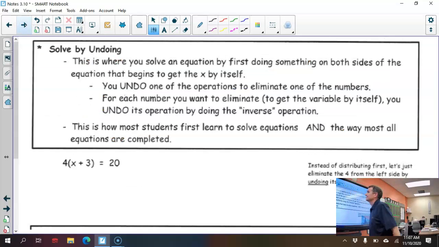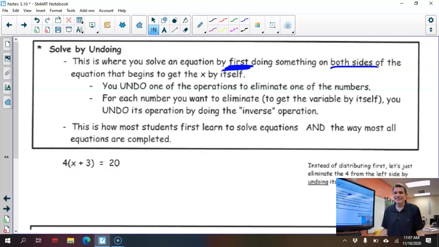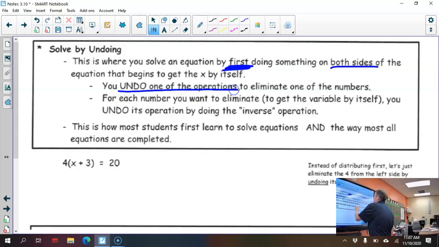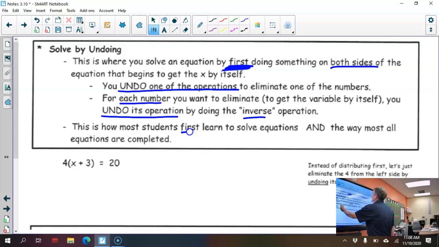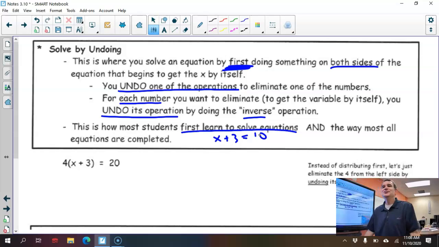The next method is called undoing. Now, this is the way most students learn to solve the most basic problems. This is where you solve an equation by first doing something on both sides that begins to get the x by itself. You undo one of the operations to eliminate one of the numbers. And for each number you want to eliminate to get the variable by itself, you have to undo its operation. So undoing is when we get rid of a number by doing the opposite, or as I said here, the inverse operation. This is how most students first learn to solve equations. Remember back when you had x plus 3 equals 10, and you solved that by undoing the adding 3.